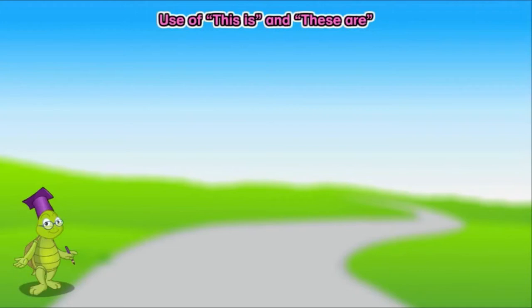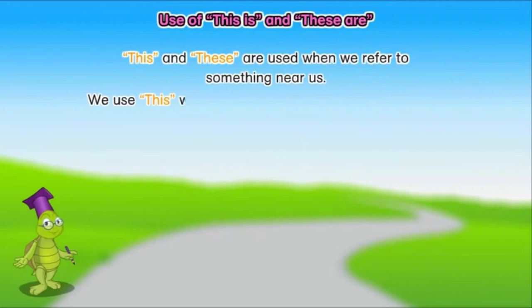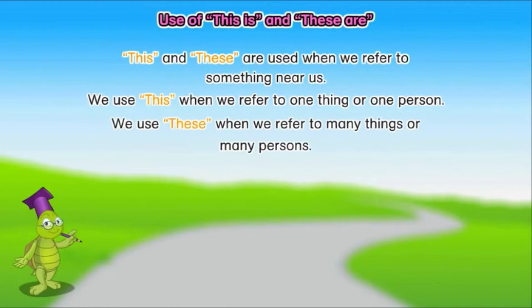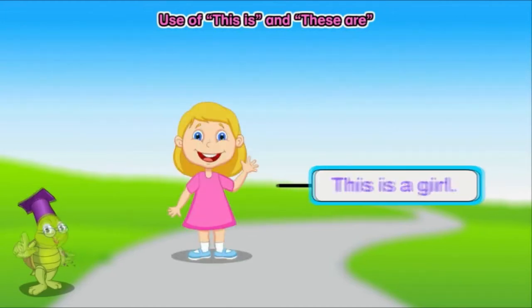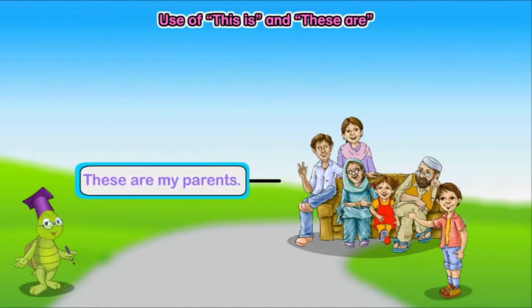Use of this is and these are. This and these are used when we refer to something near us. We use this when we refer to one thing or one person. We use these when we refer to many things or many persons. This is a girl. These are my parents.